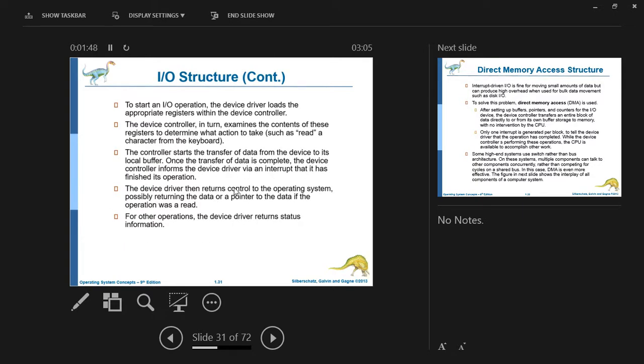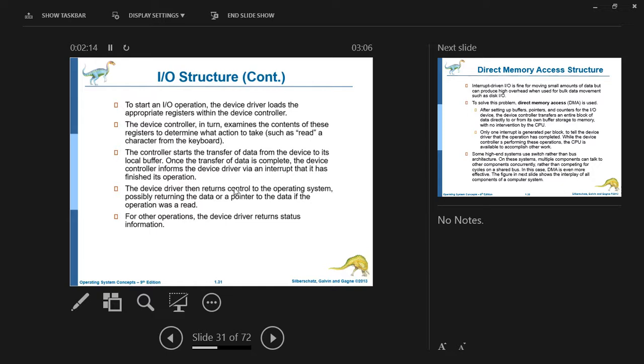To start an IO operation, the device driver loads the appropriate registers within the device controller first. The device controller in turn examines the contents of these registers to determine what action to take, whether it is a read operation or write operation, to read a character from the keyboard or to write a character onto the console or the printer and all kinds of things, right? The controller starts the transfer of data from the device to its local buffer.